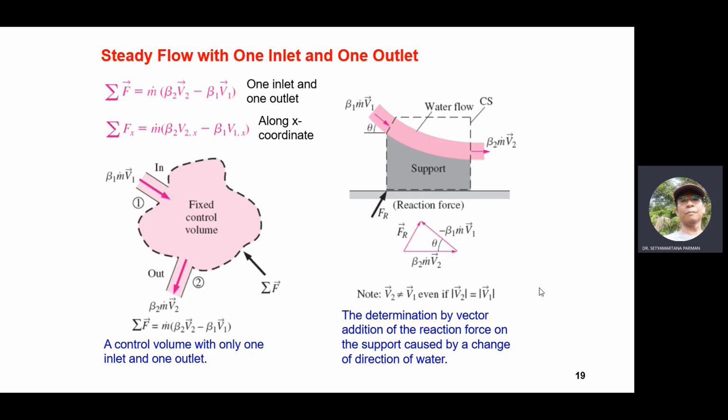So this is the determination by vector addition of the reaction force on the support caused by a change of direction of water. So FR is in this direction. We can make parallel lines with similar magnitude. So that is the real reaction force vector given by the ground.